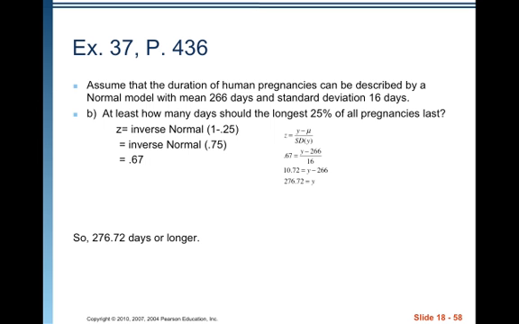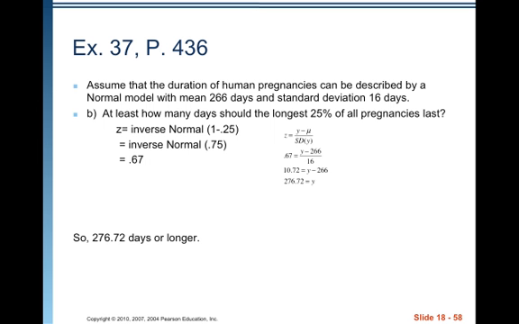So if 75% of the pregnancies are shorter than this and 25% are longer, do you remember what that's called? Yeah, it's the third quartile. And so the third quartile always has a z-score of 0.67 for a normal distribution.